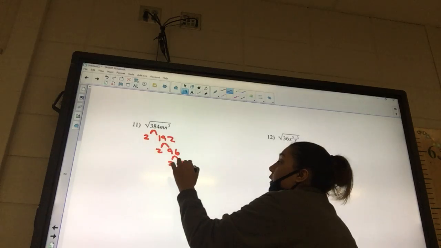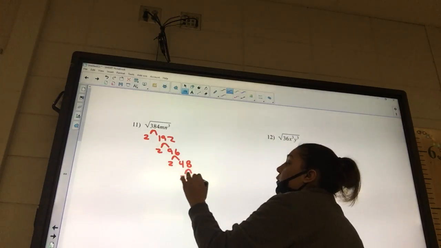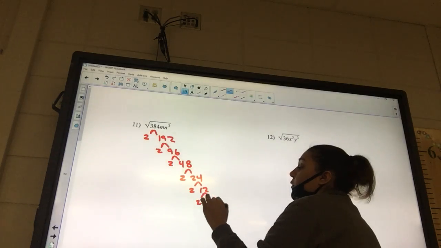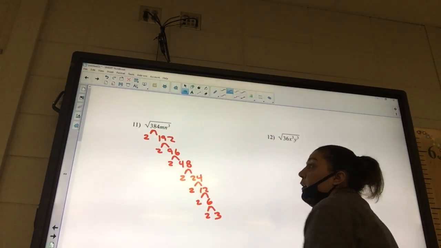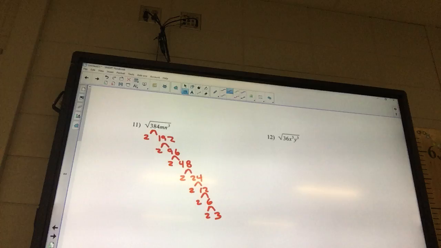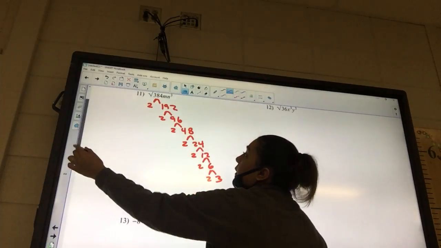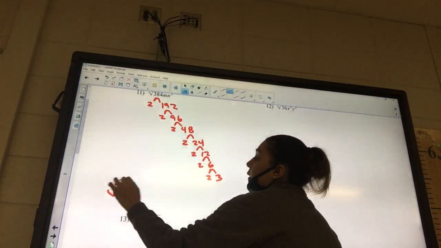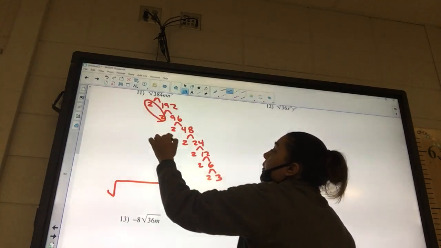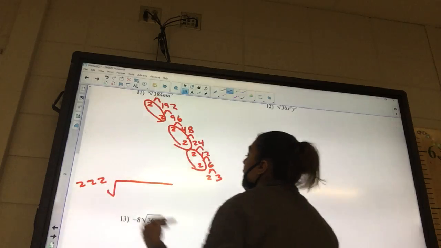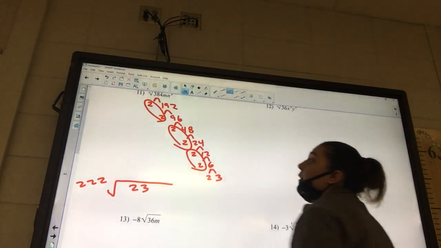2 and 48, 2 and 24, 2 and 12, 2 and 6, and 2 and 3. Okay, what is our group number? 2. How many 2's can go on the outside? So you got 1, 2, 3. You have 2, 2, and 2. And then you have a 2 and a 3 on the inside.